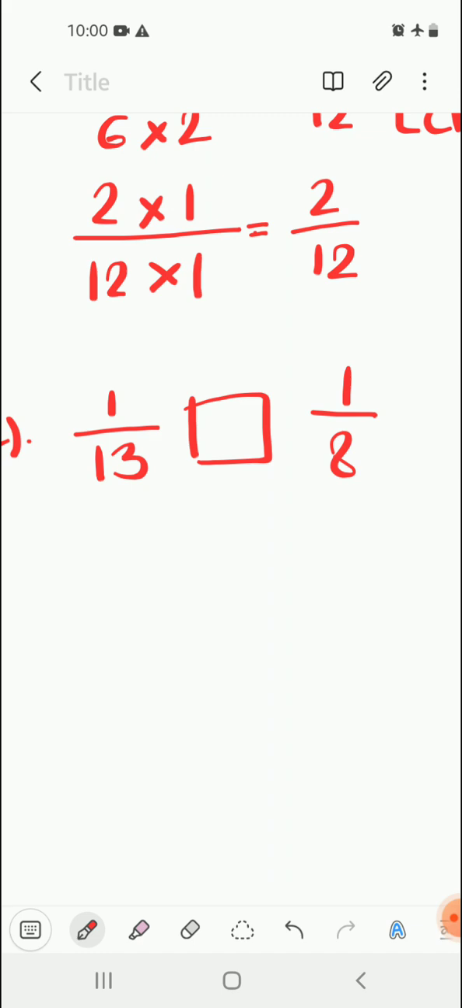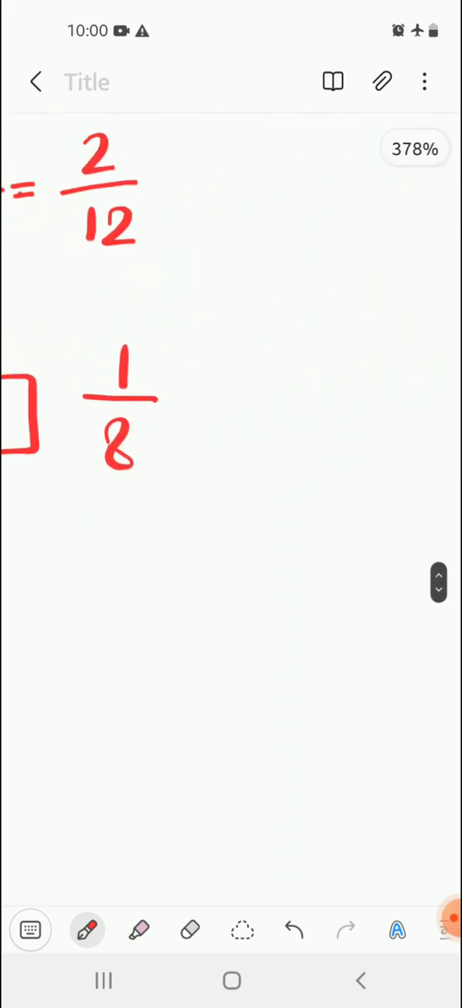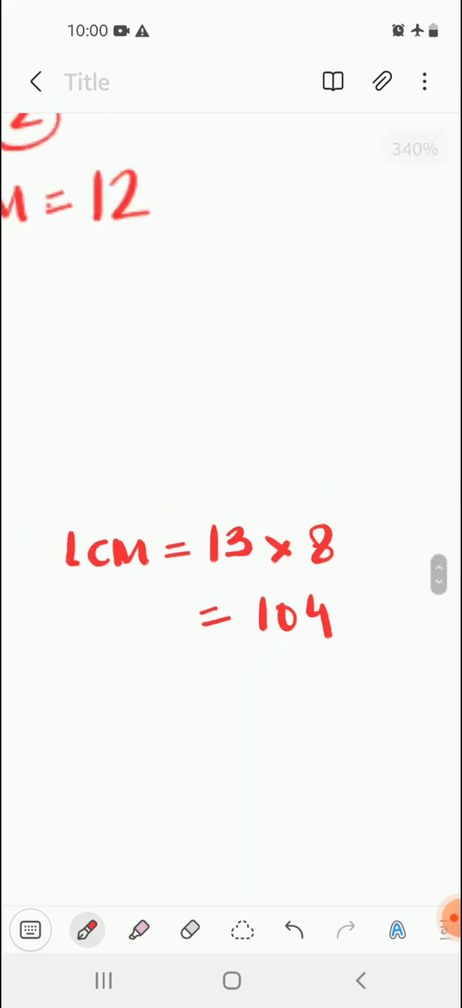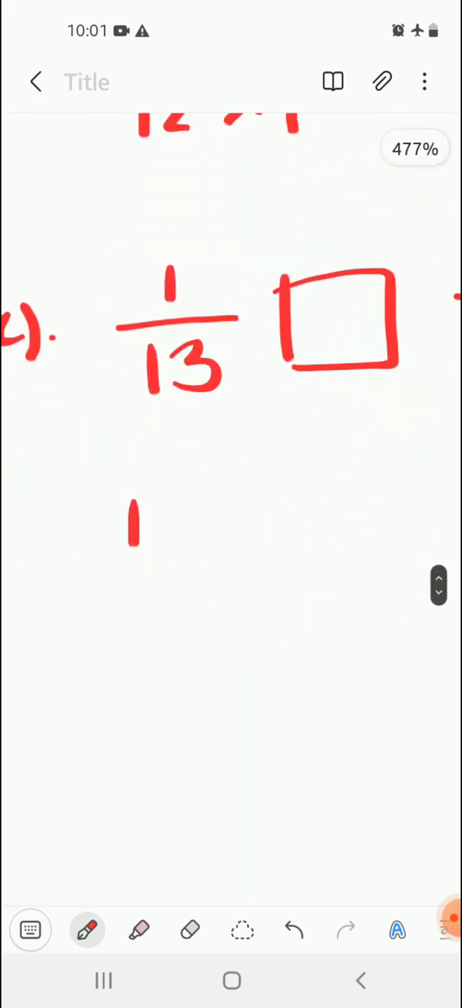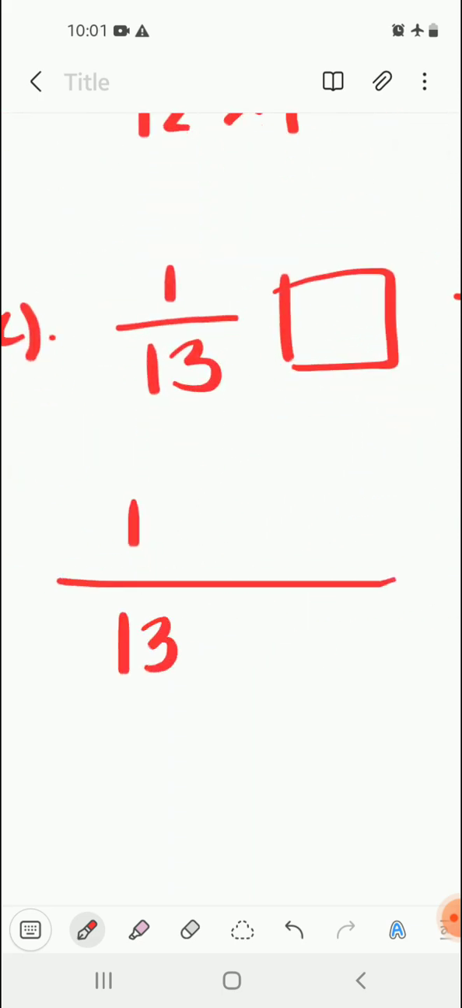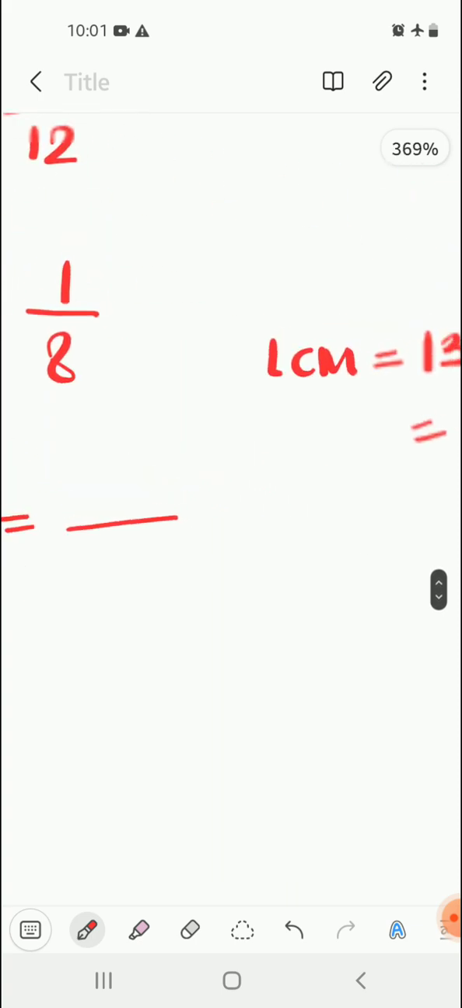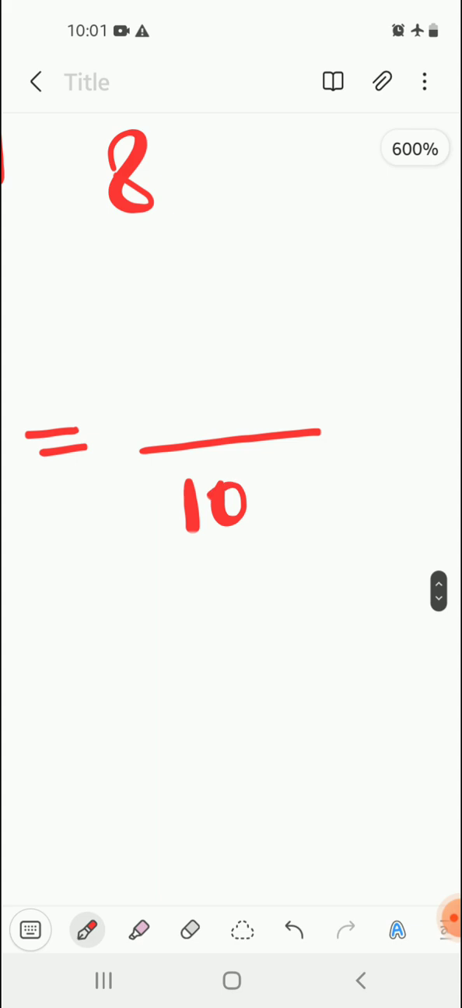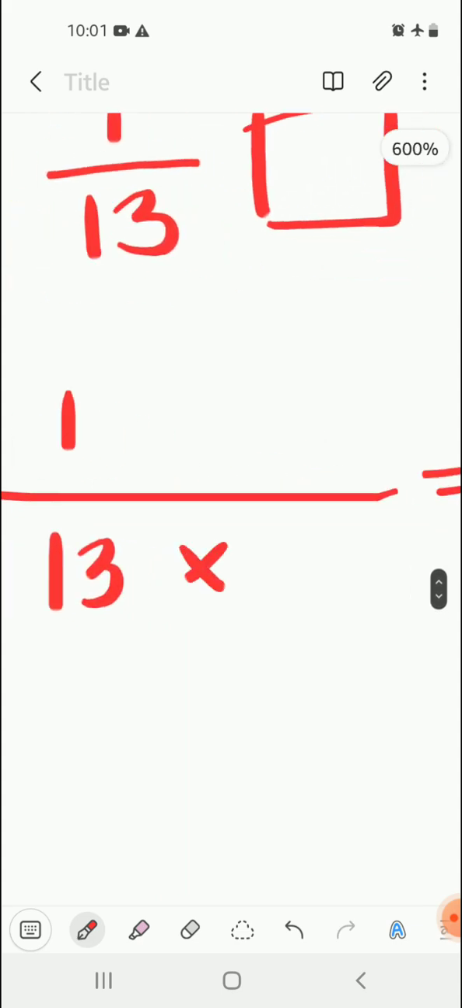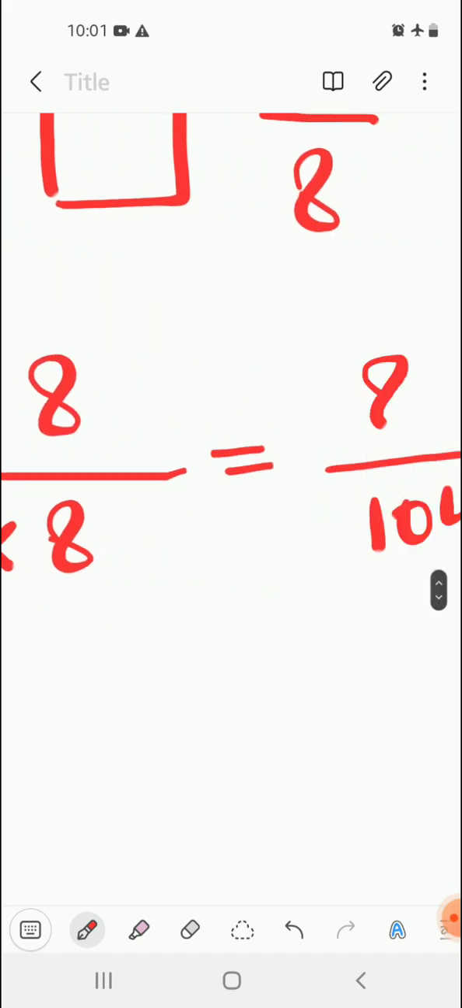So 13 into 8. The LCM is 13 into 8, which is 104. Now we will follow the same step. Draw long lines, and we will change the denominator to the LCM that we got, that is 104. We know 13 into 8 is 104, so multiply the same with the numerator as well. So 8 ones are 8.